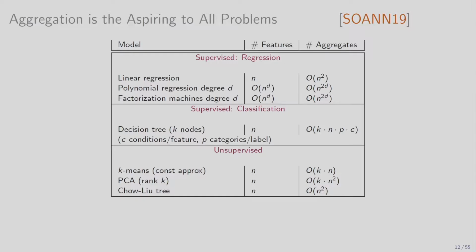So to give you an impression about the amount of aggregates you'd have to compute, here are some typical machine learning tasks that we looked at very recently. For linear regression, for instance, if we have n features, and this means also n parameters, we would need to compute a square number of aggregates, so n square aggregates.